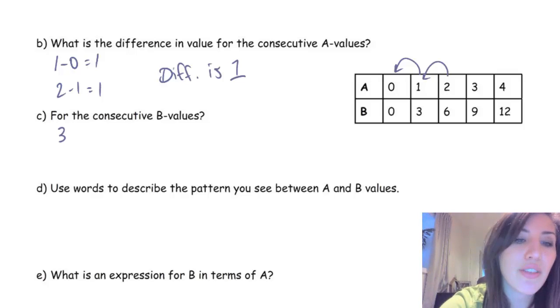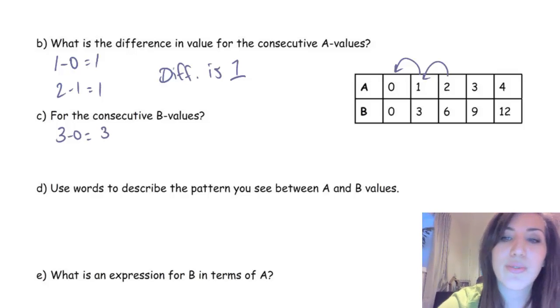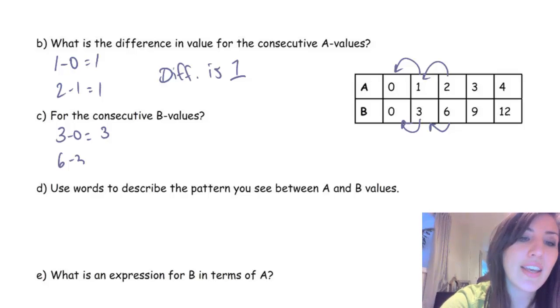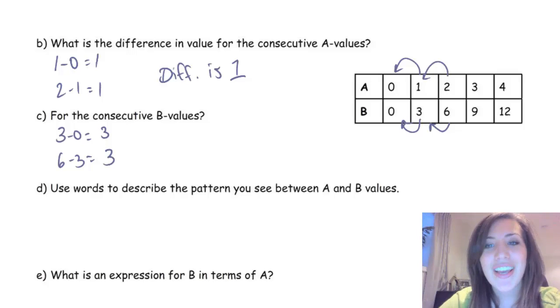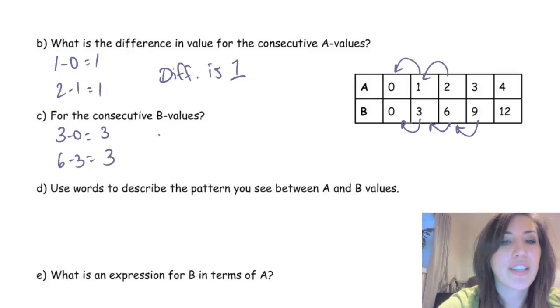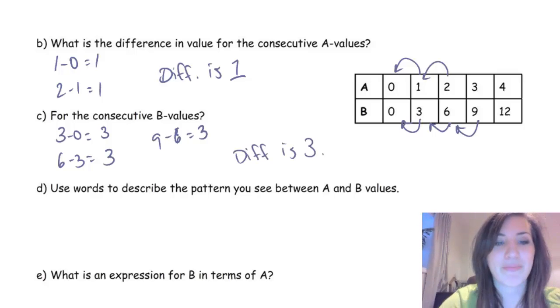Well, here this would be like 3 minus 0 equals 3 there, or 6 minus 3 equals 3. And this is a way that you can double check that, yes, for sure, this is a linear relation because these are always the same difference. 9 minus 6 equals 3. So here the difference for the B values is 3.